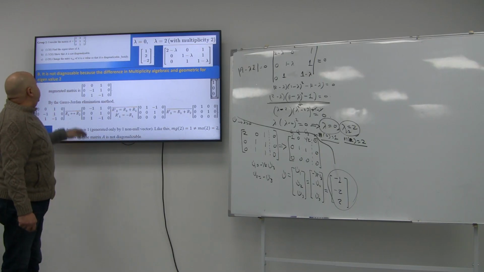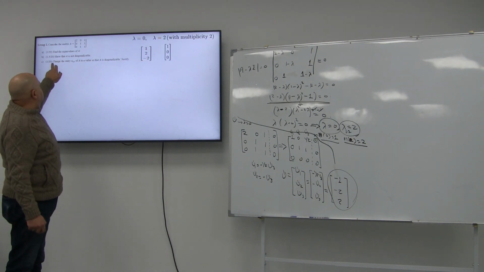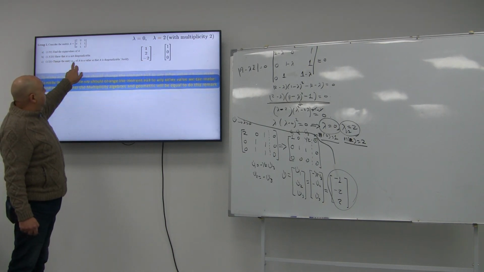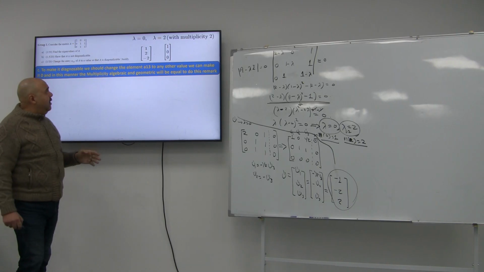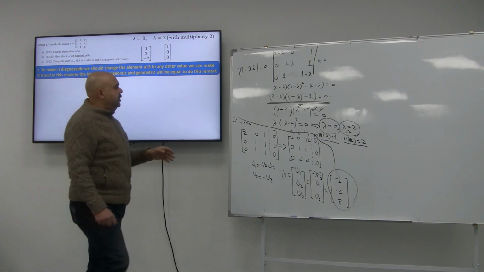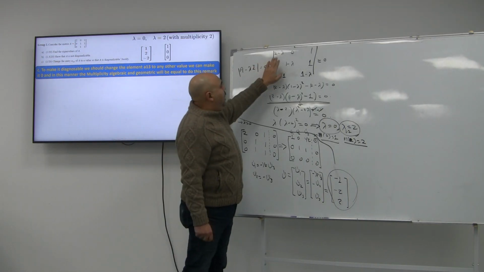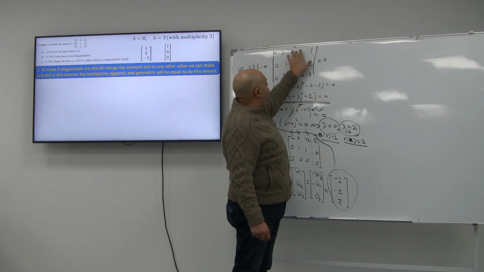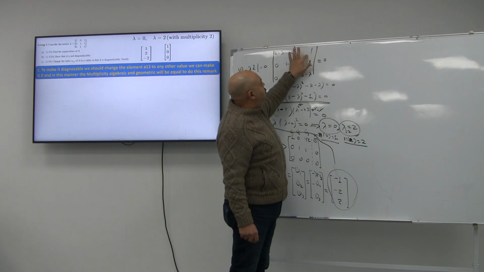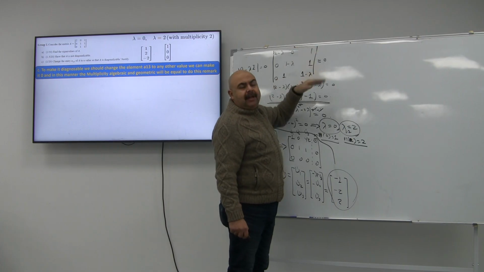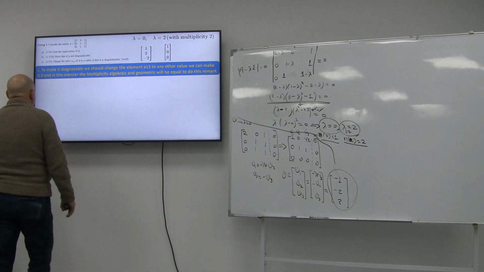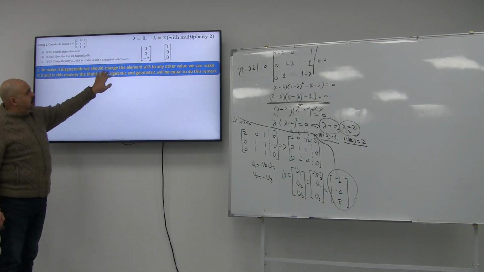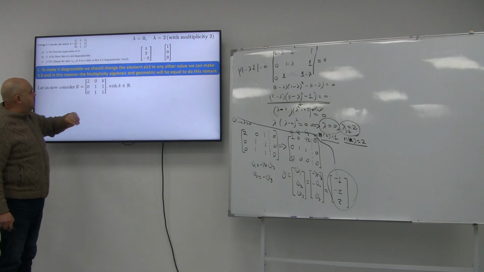Okay, change the entry for part C. He's asking you to change the entry A13 in order to make A diagonalizable. So all I have to do is to take this matrix, the main matrix, and for element A13, this is first row, third column. So this element should change. Okay, I did that already. To make it diagonalizable, we should change the element A13 to a certain value.